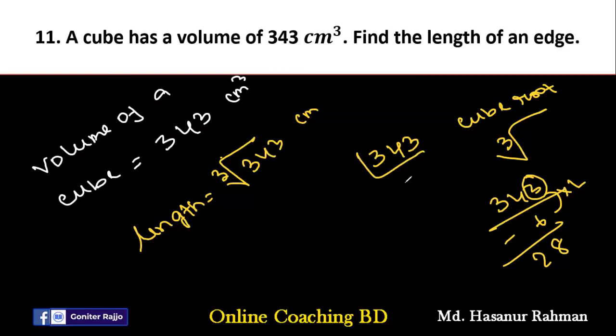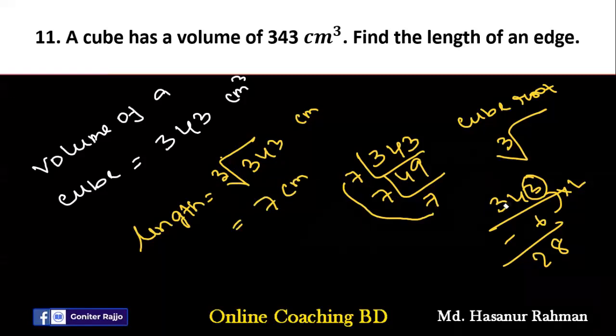Now, if we want to divide 343 by 7, what will you get? 7 4s are 28. Then remainder is 6, 63. 7 9s are 63. Again, we can divide 49 by 7. It will be 7. Very simple. Actually, if you have 3 similar prime factors, then to find out cube root, you will take only one. So answer will be 7 centimeter.